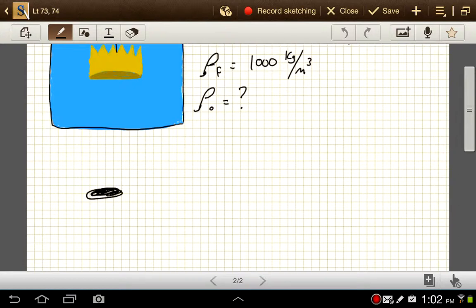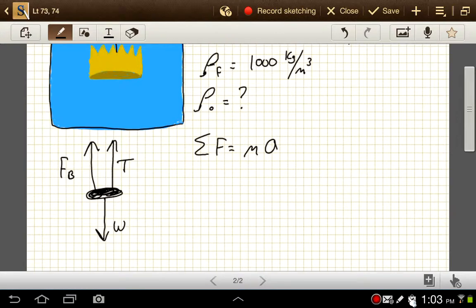So we have the weight pulling it downward, the force of gravity, and then we've got the buoyancy force upward, and we've got tension upward. And so if I write out the net force equation, we'll have tension plus the buoyancy force minus the weight, or we could write that as mass times gravity. We'll do that in a minute. And then since this crown is at equilibrium, it's just sitting there, acceleration is 0. So these three forces must balance out.